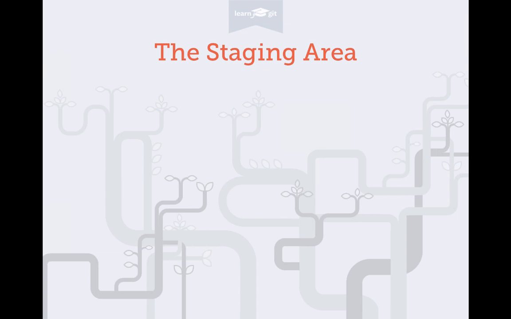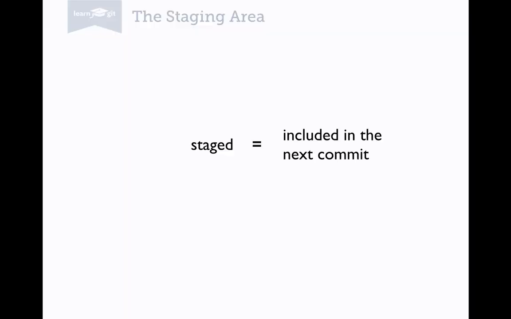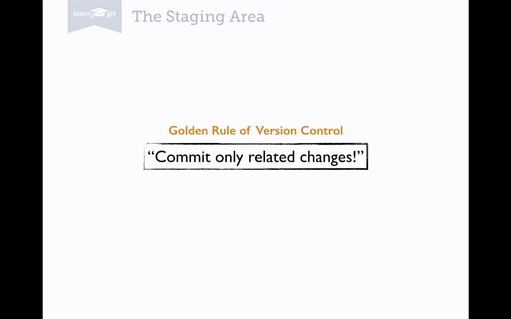Let's talk a little bit about the staging area again. I will stress this point on and on. Staged means it's included in the next commit. So again, just having local modifications on your disk doesn't qualify those modifications automatically to be in the next commit. You have to stage them. And there's a golden rule of version control, and it says commit only related changes. This is an important part in understanding the use of the staging area.